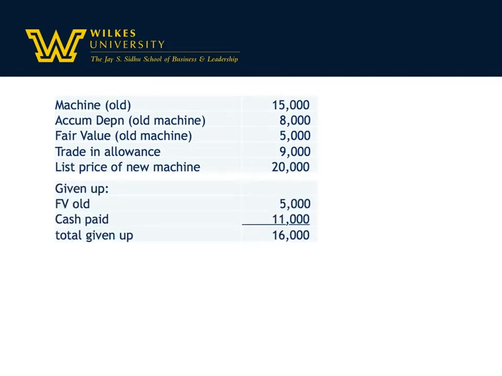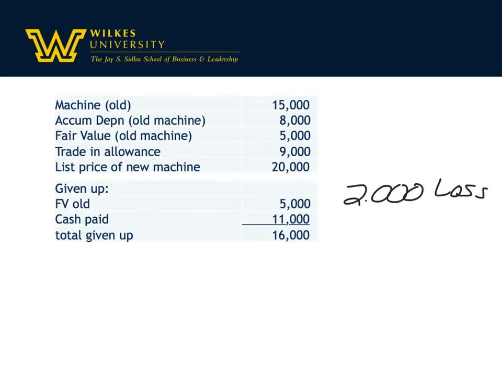So we know that we've given up a fair value of $5,000 and a cash of $11,000. Because if my trade-in allowance is $9,000 and the price of the machine is $20,000, then I must have to pay $11,000 in cash. So I've got the value I've given up of $16,000 is the total price I've given up. Don't forget that you've got this $2,000 loss that you want to make sure you take care of.